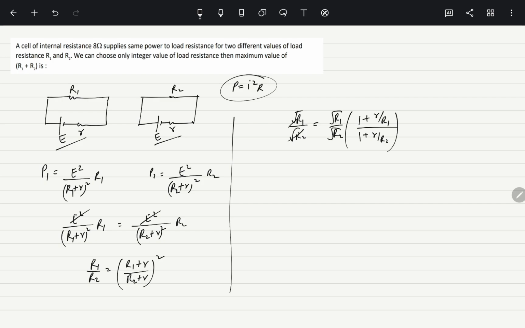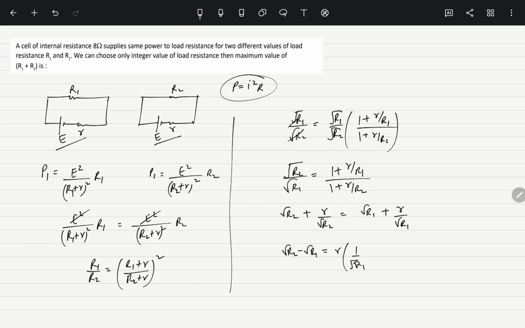Now cross multiply, just send this term to the left hand side. So root R2 upon root R1 is equal to (1 plus R by R1) upon (1 plus R by R2). Now cross multiply. So root R2 plus R by root R2 is equal to root R1 plus R by root R1. Now separate the similar terms. So root R2 minus root R1 is equal to R times (1 by root R1 minus 1 by root R2).